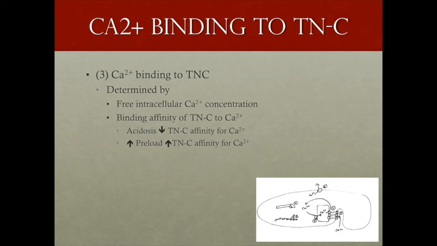Calcium binding to troponin C. Calcium binds to troponin C, and this is determined by the degree of free intracellular calcium concentration, and the binding affinity in the presence of a specific concentration is also affected by acidosis, which has a negative effect on calcium affinity, and preload, where an increased preload will increase the affinity of troponin C for calcium.